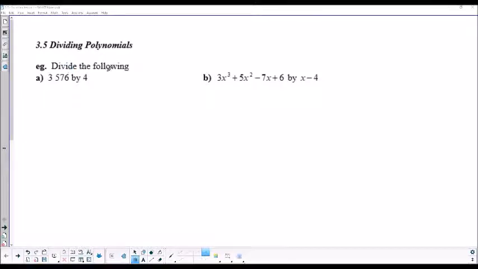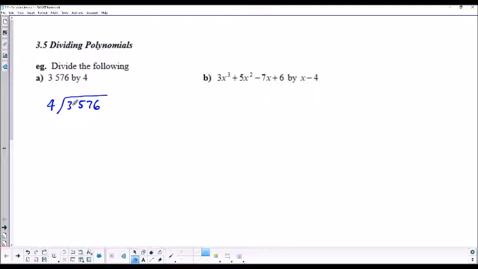Okay, so we're going to start off by looking at 3,576, and we're going to divide that by 4. The way I learned how to do it is I put the 4 out here, and then the 3,576 here, and a little bracket like that. First you start off and say, how many times does 4 go into 3? Well, 4 doesn't go into 3, so we have to move on to the next digit.